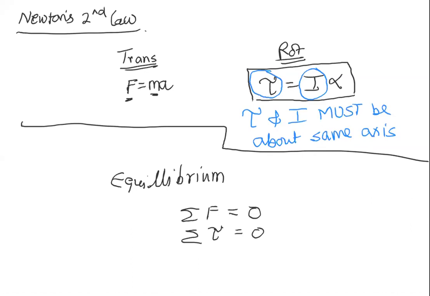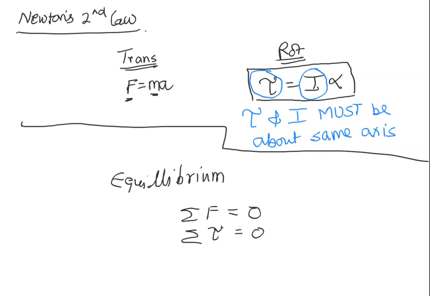It is not sufficient to have summation of forces equal to zero to have equilibrium. So you can have a situation where the summation of forces is zero, but the summation of torque is not zero, and this would not be an equilibrium situation. Okay, so we are going to discuss a series of equilibrium problems today.